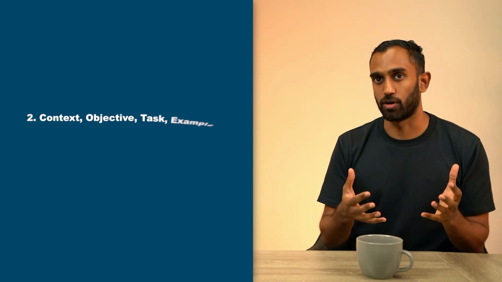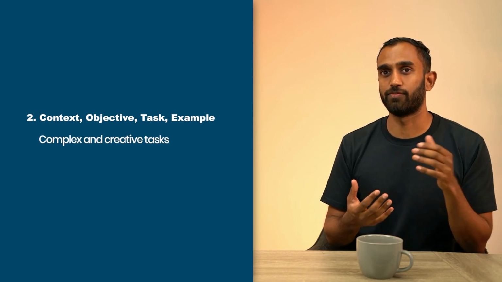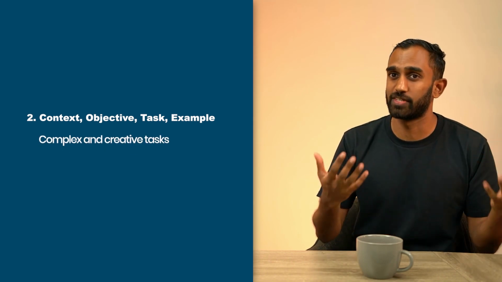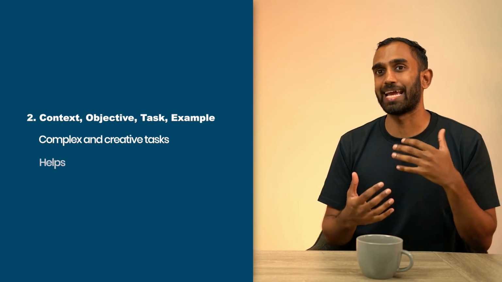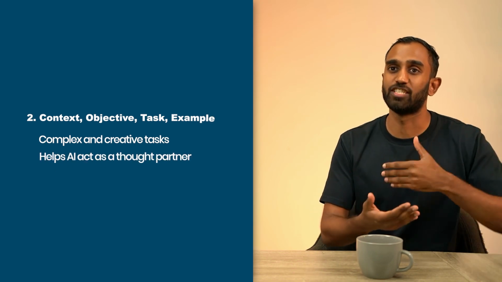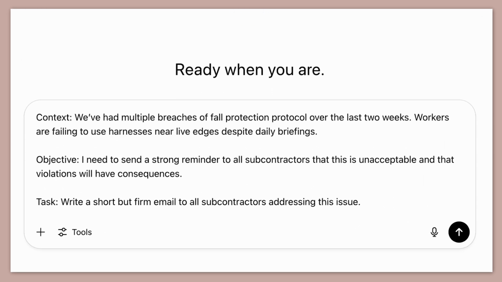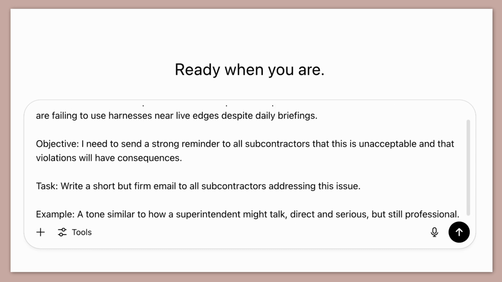Framework 2 is COAT, context, objective, task, example. COAT is perfect for more complex or creative tasks, the kind where you want AI to do a bit more thinking and work with you as a partner as you work towards this final output. Let's see how this works again for our safety enforcement email. So the context is we've had multiple breaches of fall protection protocol over the last 2 weeks. Workers are failing to use harnesses near live edges despite daily briefings.